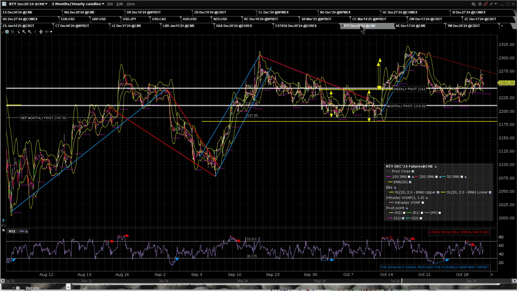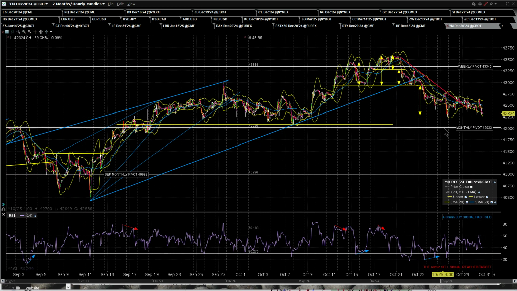We've got RTY, and we've got a weak 60-minute sell signal fixed there, but it has pretty much reached the possible near miss target already. It may get no higher than that, but if we see a decline on the rest, then we may well find that makes the full target. I've drawn in a declining resistance trend line here, and I'm wondering about a possible lower low.